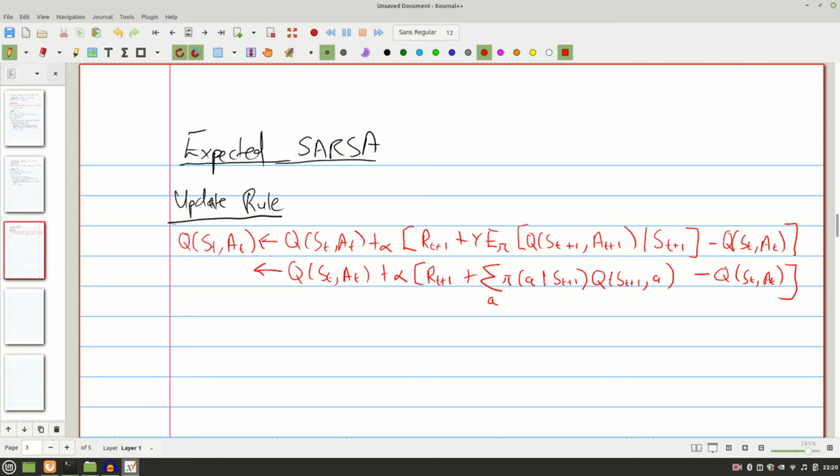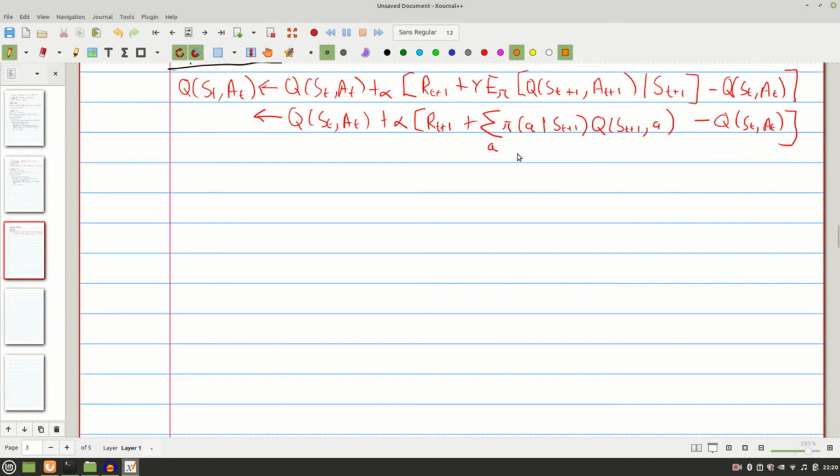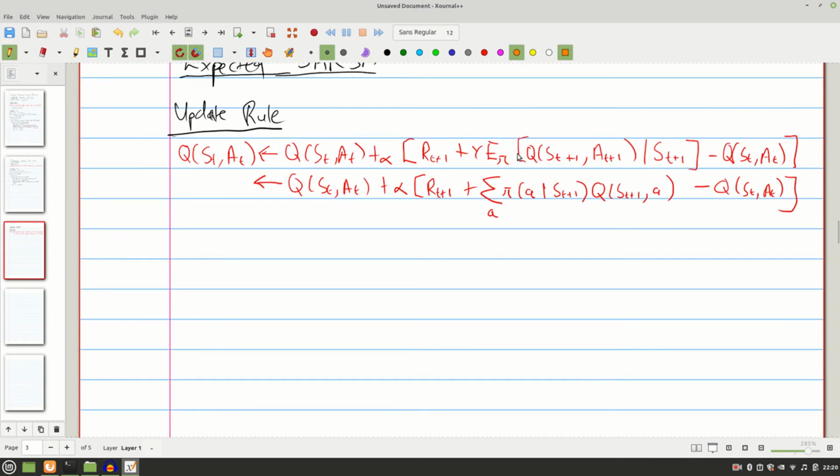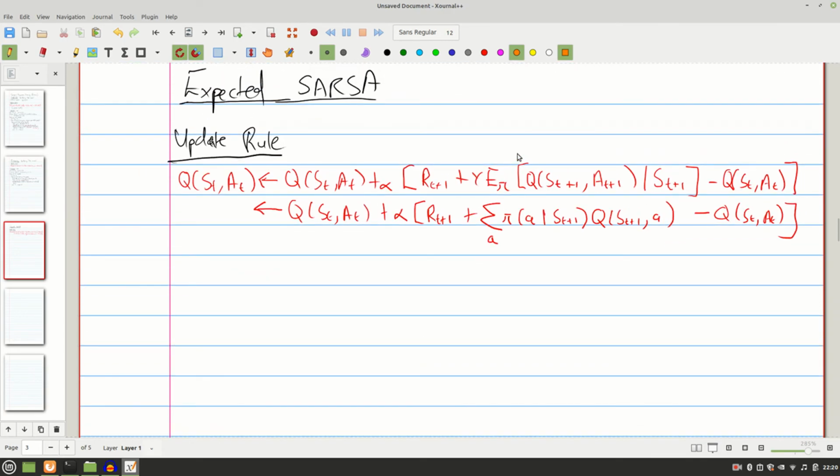As to what actually performs better, it depends on a case-by-case basis, of course. There are cases where expected SARSA outperforms Q-learning, and vice versa. So it depends on the problem you're looking at. Having said that, we can look at this a bit further. Let's look at the backup diagrams.